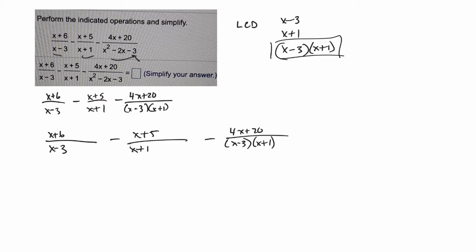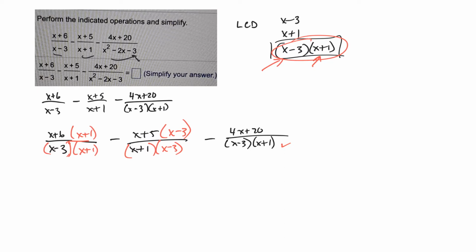So that's the original question, but since this is my lowest common denominator, every denominator has to be that. So in the first one, I have an x minus 3, but I don't have an x plus 1. So I need to put in an x plus 1 here. If I do that on the bottom, I also have to put it on top. The next one has an x plus 1, but no x minus 3. So I'll do that on the bottom and on the top. And the last one, it already has the denominator.